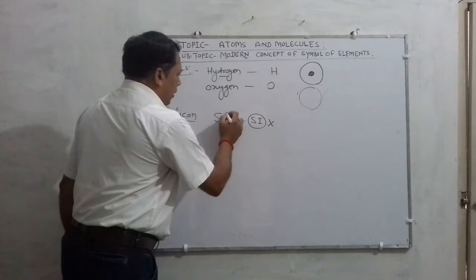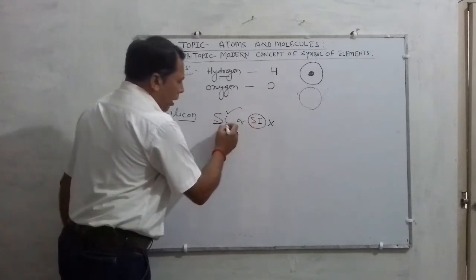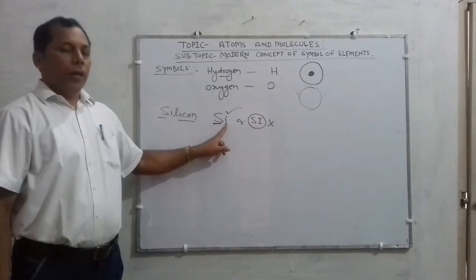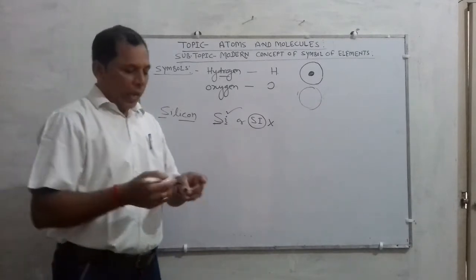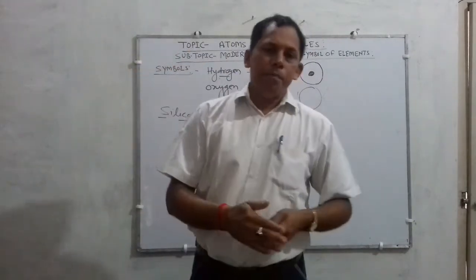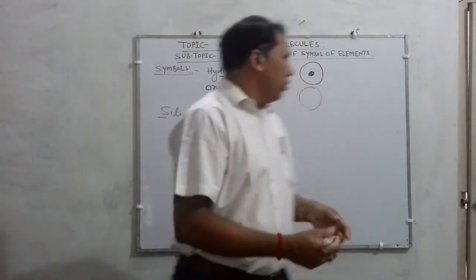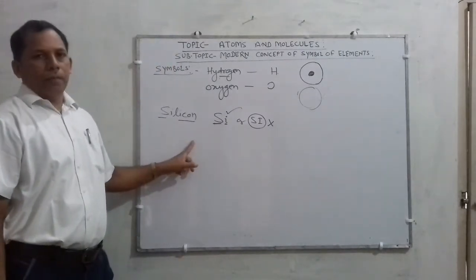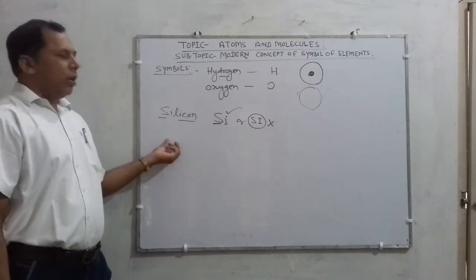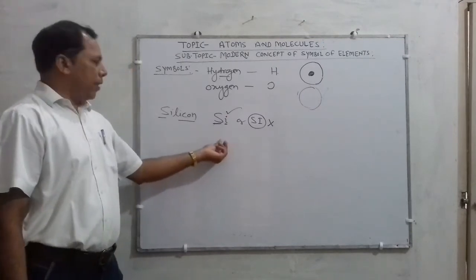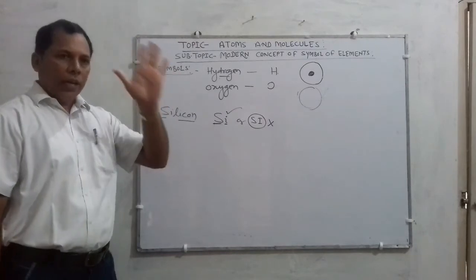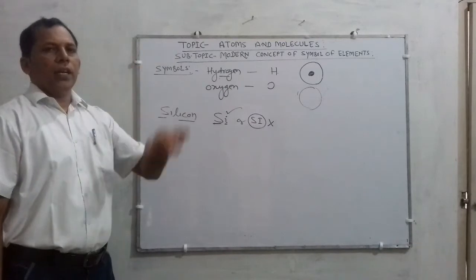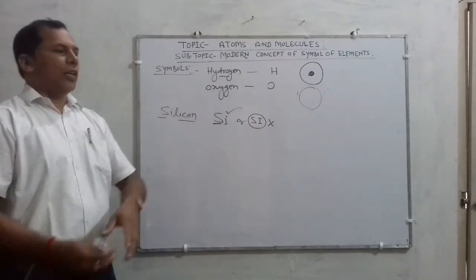You have to write Si. First letter will be capital and second letter will be small letter. But the question arises: if the first letter of the symbols of the elements is the same, then how can the element symbol of the particular element be written? In that case, as I was discussing, the first letter should be written in capital and the second letter in small.